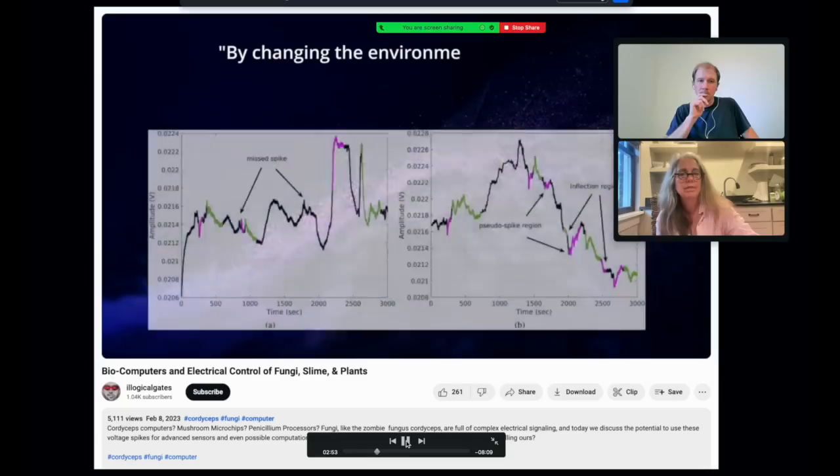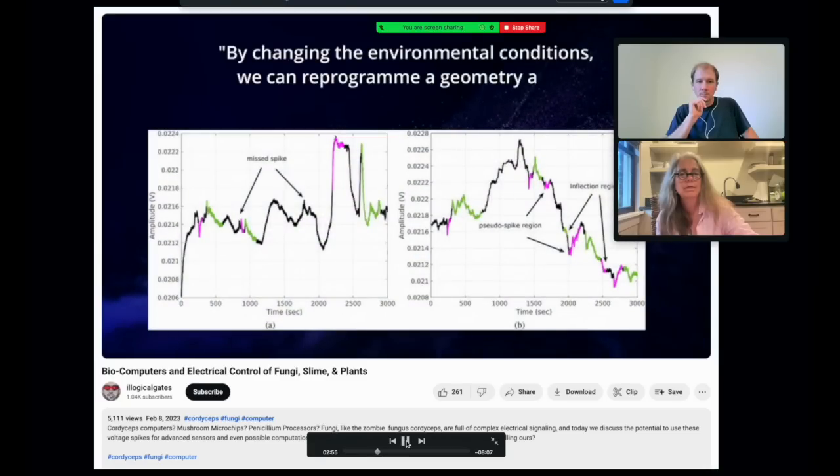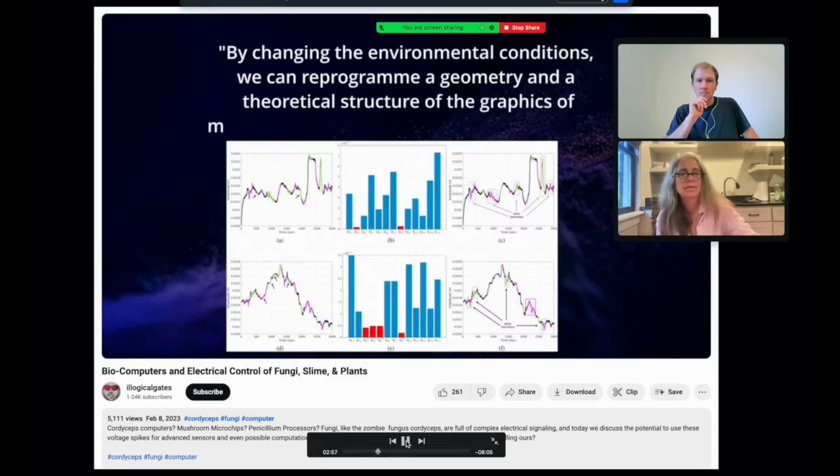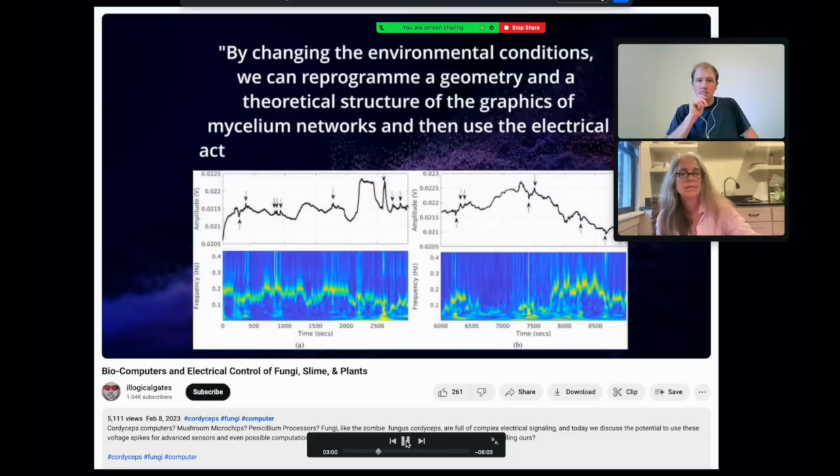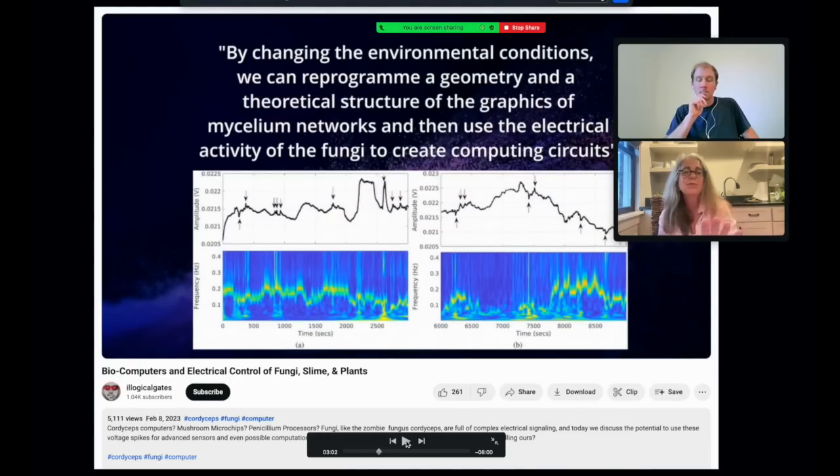By changing the environmental conditions, we can reprogram a geometry and a theoretical structure of the graphics of mycelium networks, and then use the electrical activity of the fungi to create computing circuits. Okay, so I just want to pause here because this is an interesting thing to me.